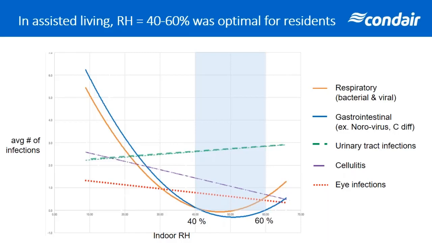You can see that when the relative humidity was between 40 and 60% indoors, the respiratory and gastrointestinal infection rates especially were very low. And that was both viral and bacterial. For respiratory, the viral infections would be colds and flu, and the bacterial would be pneumonia. So there's something very beneficial about an indoor relative humidity range of 40 to 60%.